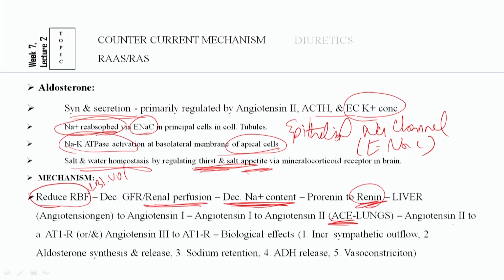The angiotensin 2 will go and bind with the angiotensin 1 receptors. Otherwise, there is one more mechanism. The angiotensin 2 will directly be converted into angiotensin 3, where the angiotensin 3 will go and bind with the angiotensin 1 receptors, and then it produces increased sympathetic outflow, aldosterone synthesis and release, sodium retention, ADH release, and vasoconstriction that we have seen before.